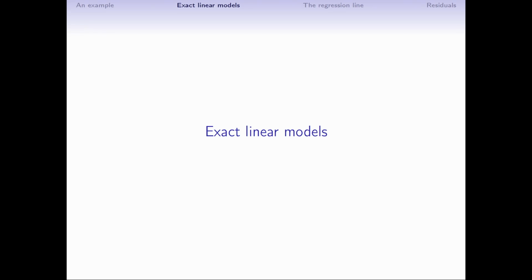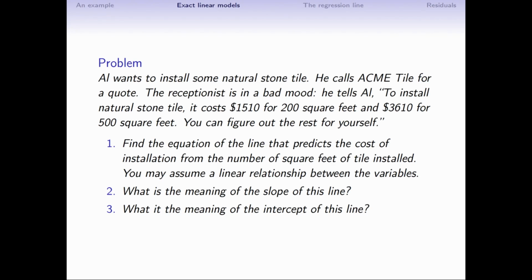Let's take a look at a problem that involves an exact linear model. This will help us understand a little bit better what's going on when we study these inexact linear models. So, Al wants to install some natural stone tile. He calls Acme Tile for a quote. The receptionist is in a bad mood. He tells Al, to install natural stone tile, it costs $1,510 for 200 square feet and $3,610 for 500 square feet. You can figure out the rest for yourself.